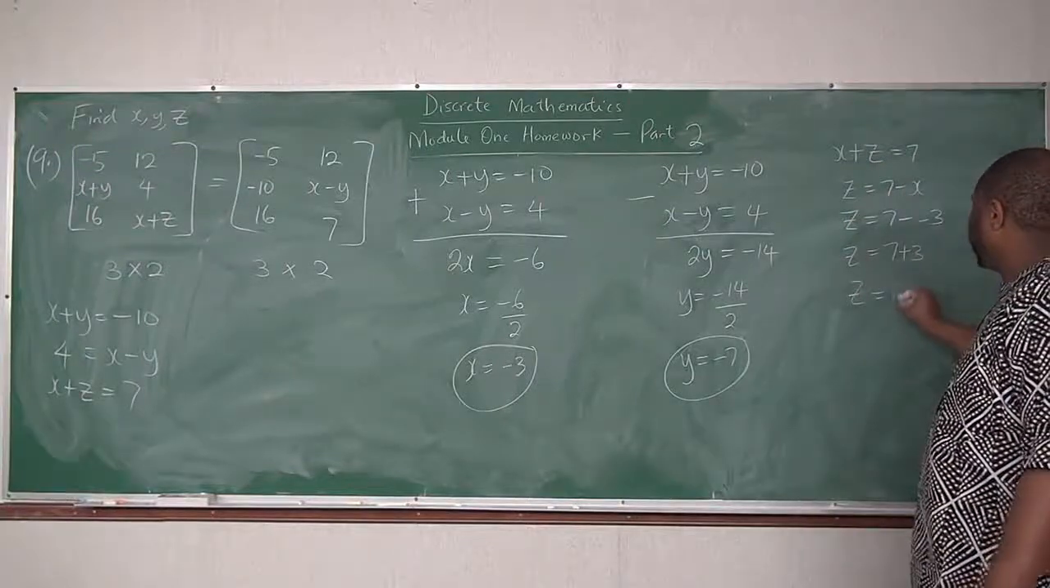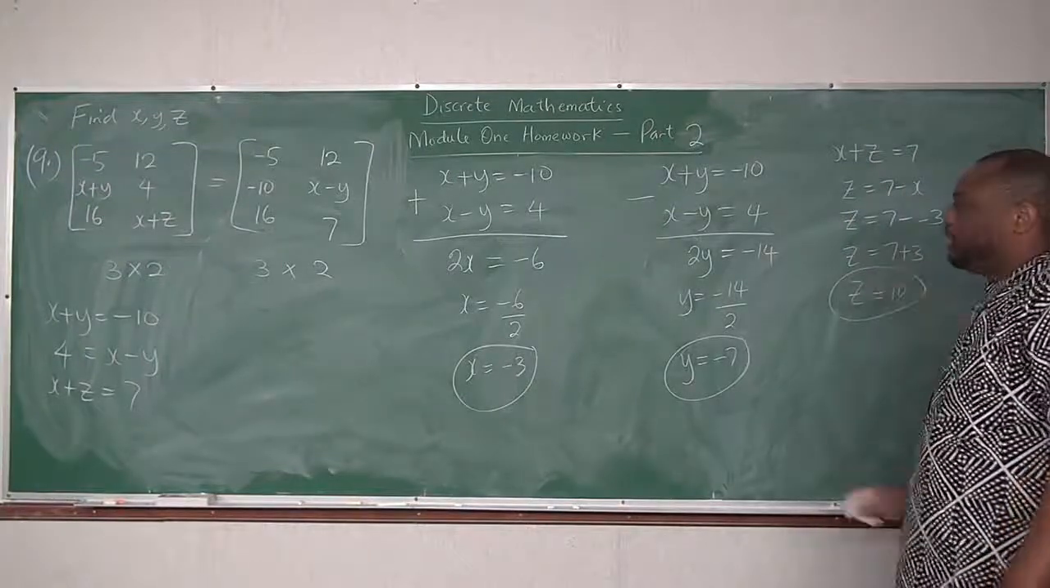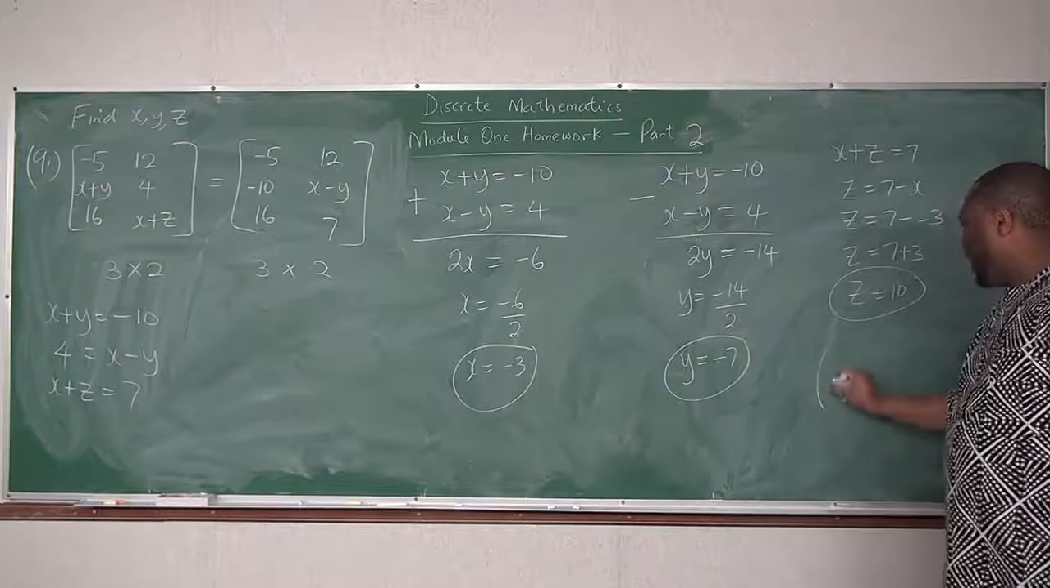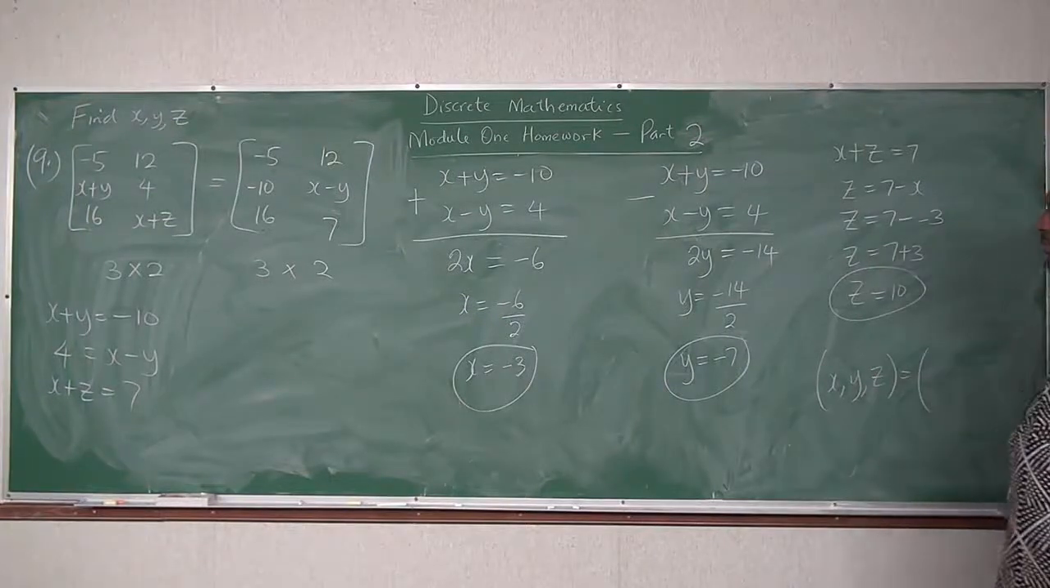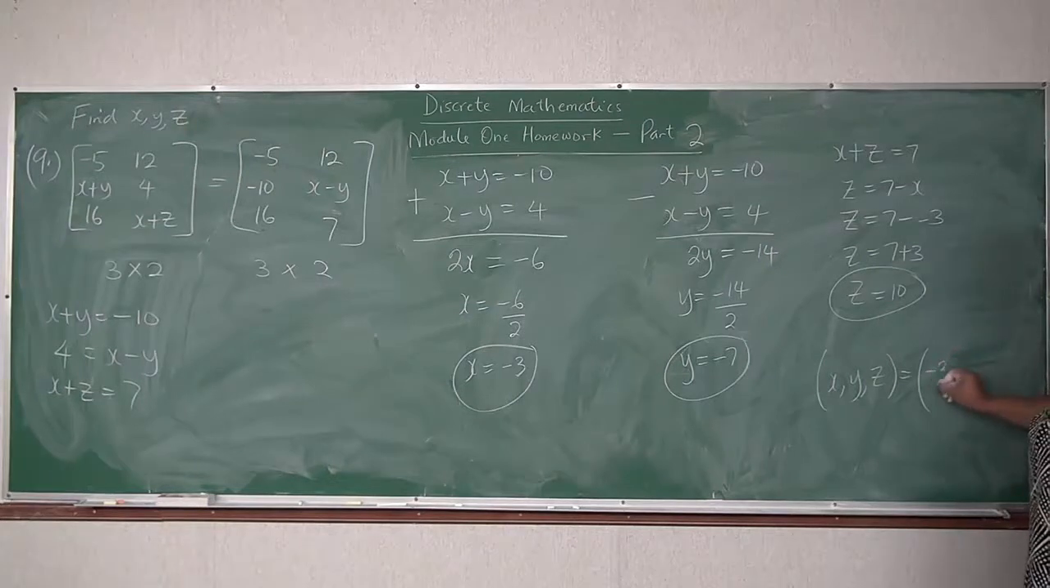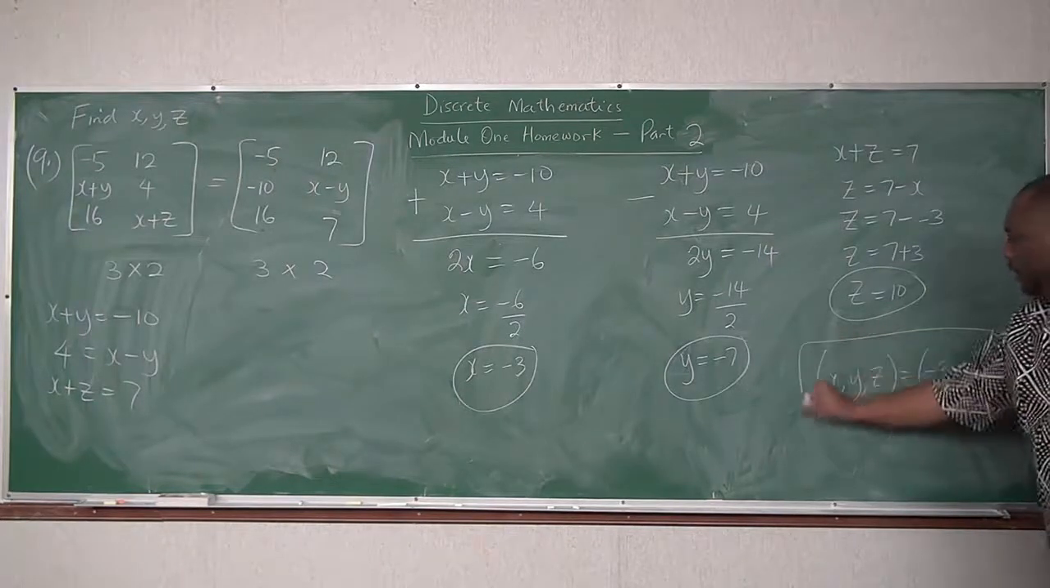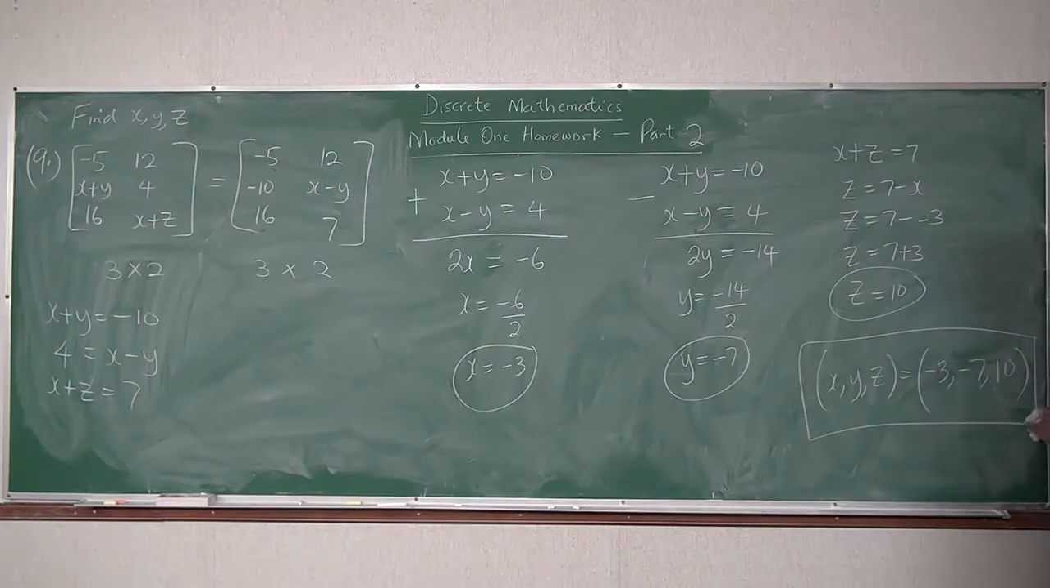7 plus 3 is 10. So, therefore, x, y, z will give us negative 3, negative 7, 10. This becomes your answer. Okay.